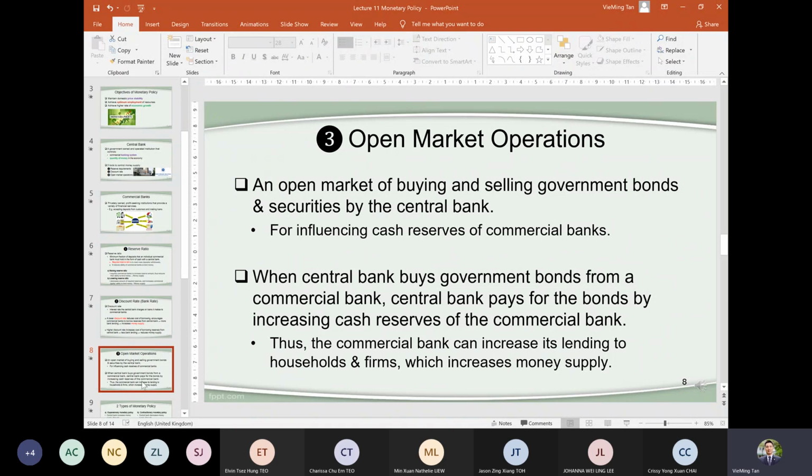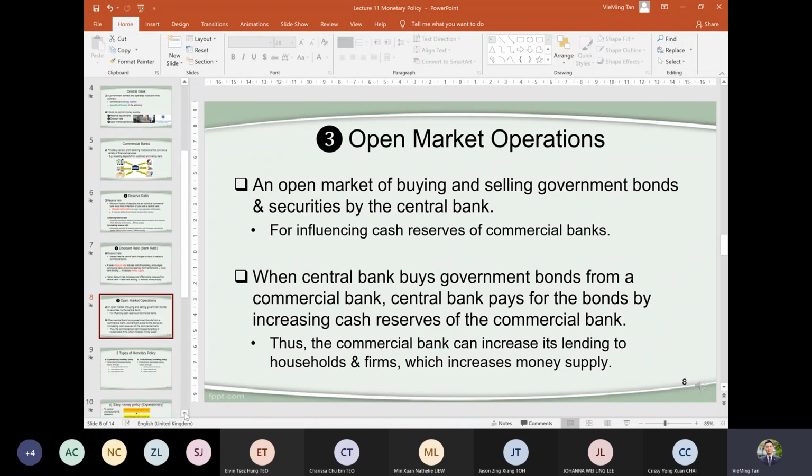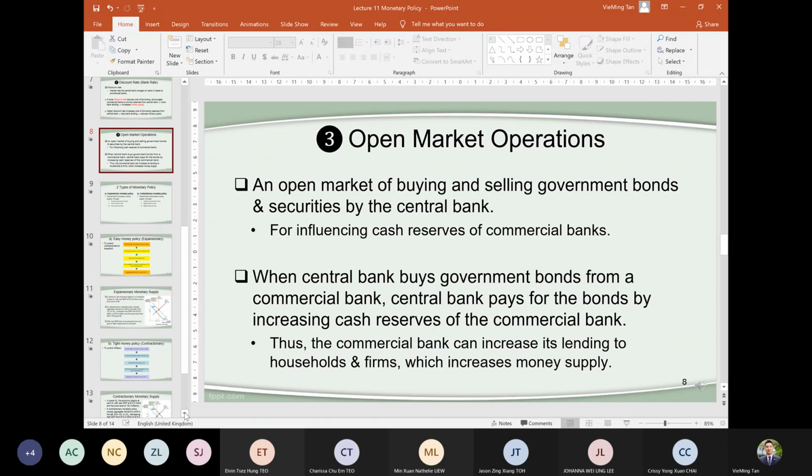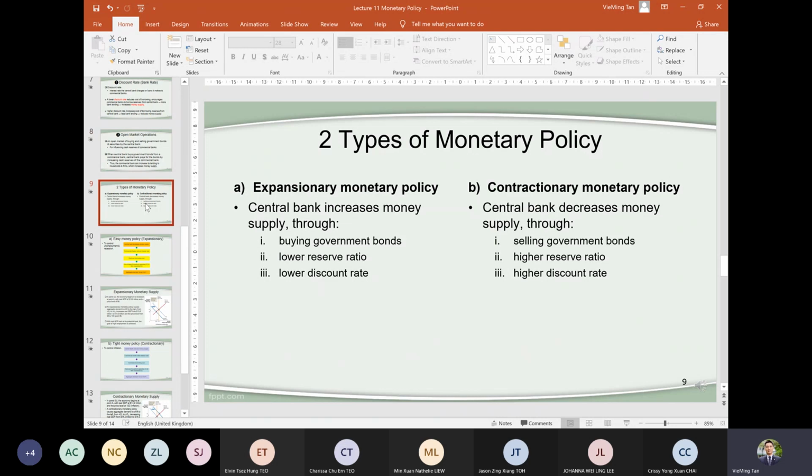So these are the three tools that can be used by the central bank to control the money supply. Now the next question is how to use these three tools in order to control the money supply. In what situation should the strategy be used by the central bank? This depends on the economic situation.